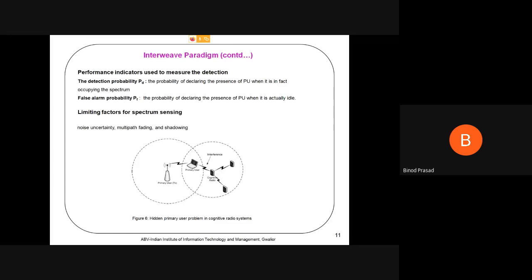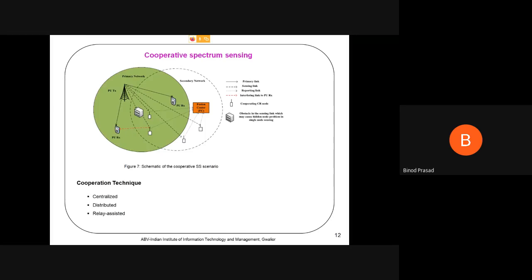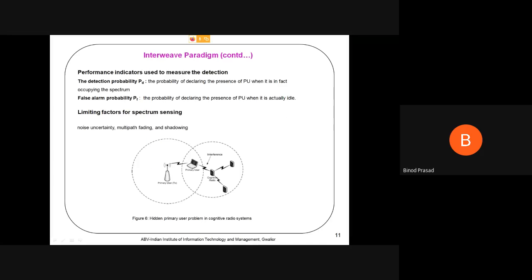where a number of users will be there, and all the users will cooperate with each other in order to sense a given band. Because in the scenario we have discussed, it may happen that the link from a given cognitive user is faded, meaning its link quality is very poor. In that case, it may not be able to sense that band perfectly, and that may degrade the quality of service of the primary user if it transmits during that time, or if it remains silent in case of misdetection, it will reduce the utilization of the band.